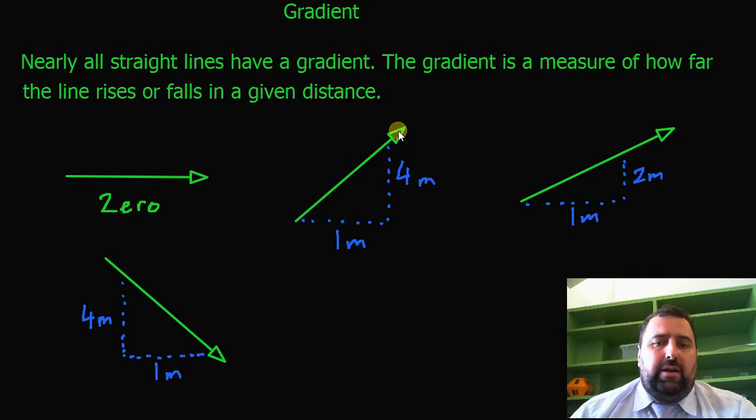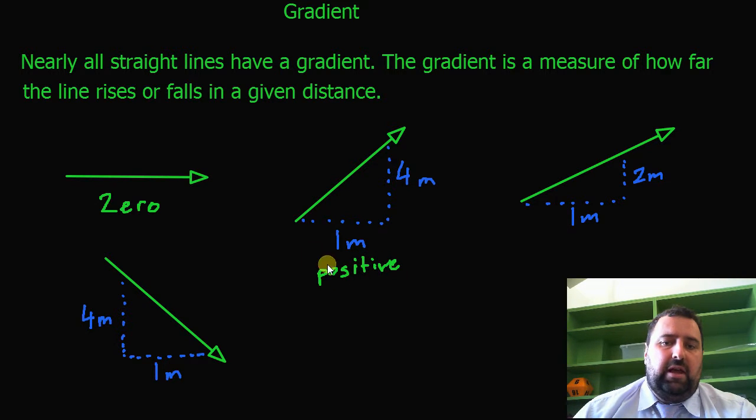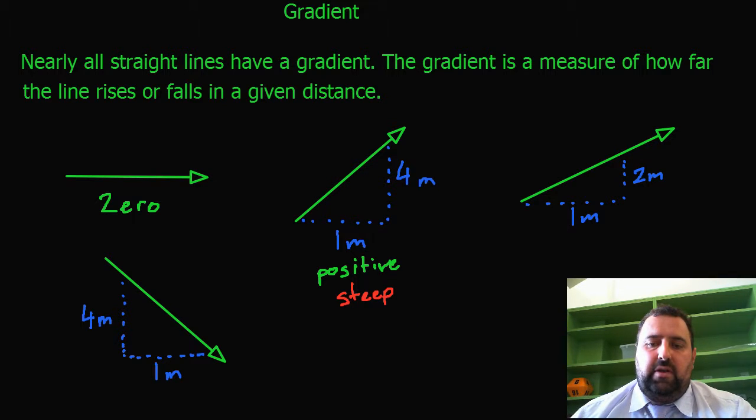So this one here, okay, for every meter I travel forwards, I lift or go up by 4 meters. So this is a fairly steep hill. Firstly, this is what we call a positive gradient, okay? Because as I go forwards, I go up. You can also see that it's fairly steep. Now, we don't actually use the word steep. We're actually going to look at how we can use numbers to define this.